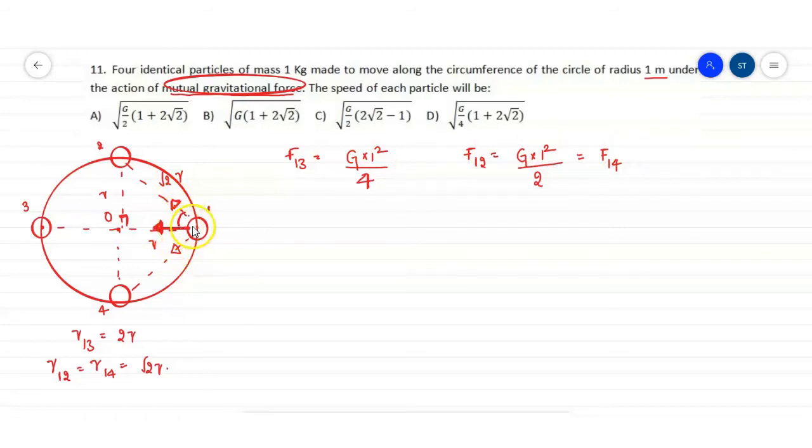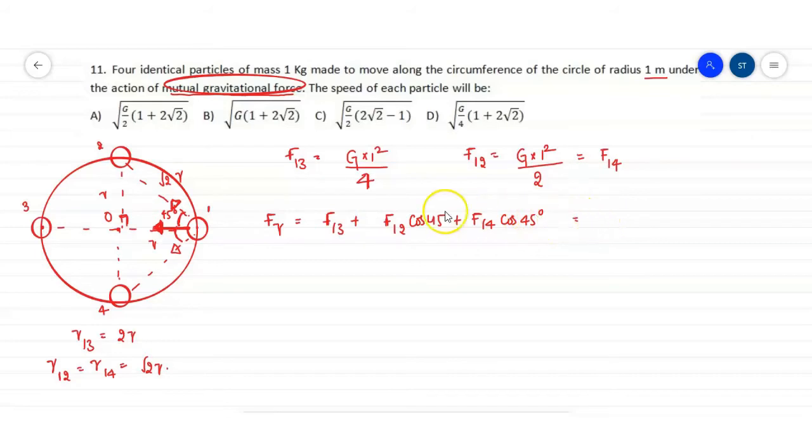We want the forces acting in the radial direction, in this direction. So here we have to calculate the components. This is 45 degrees and this is also equal to 45 degrees. So if you calculate the net radial force acting on particle 1, this will be F13 plus, what will be the component of F12 along this direction? F12 cos 45. Similarly, this will have a component F14 cos 45. So the total force will be F13 plus F12 cos 45 plus F14 cos 45.